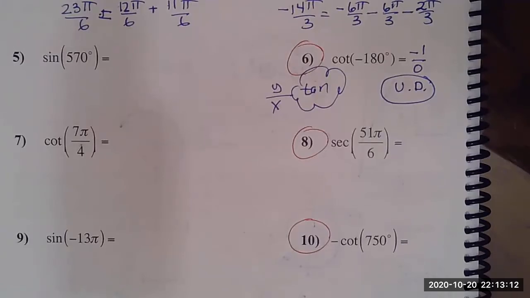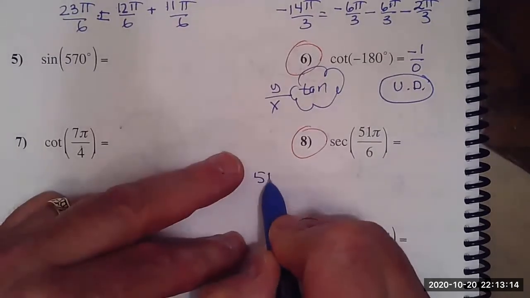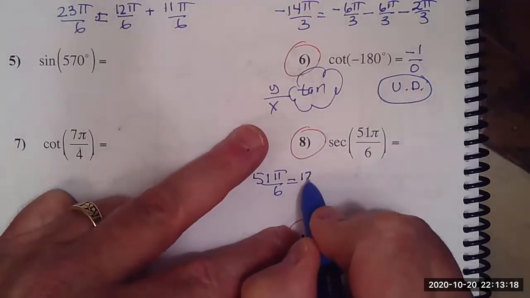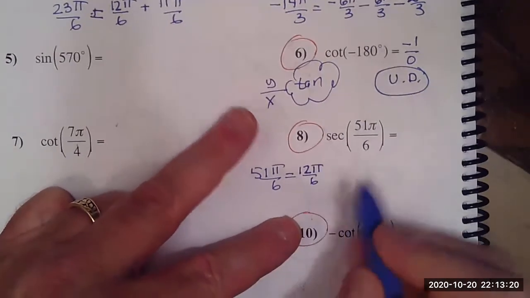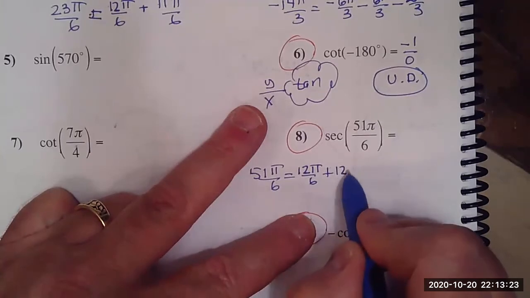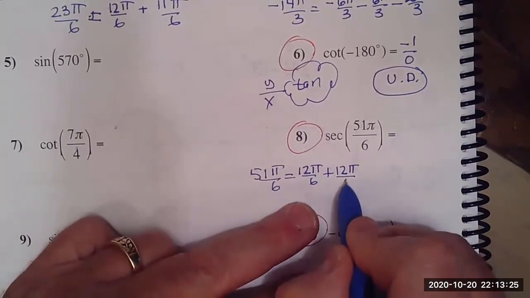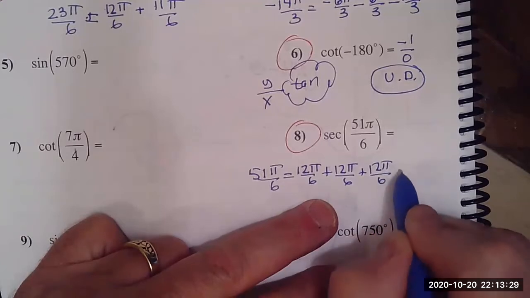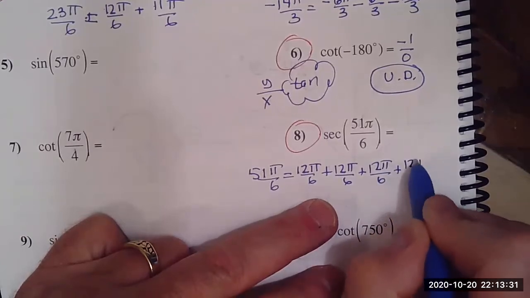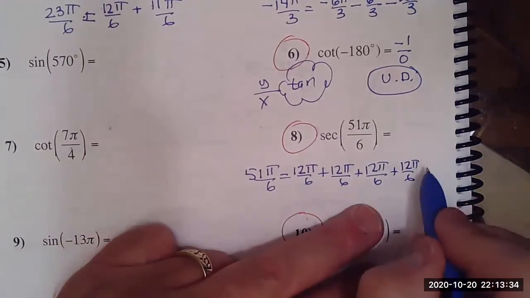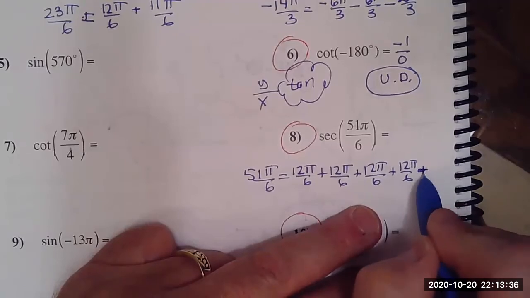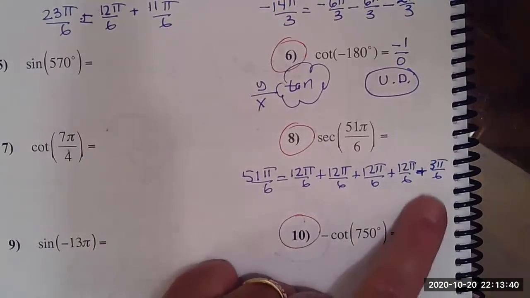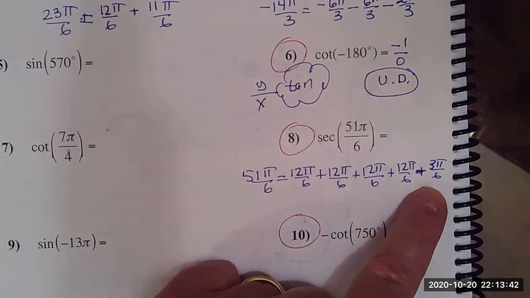Okay, 51 pi over 6. Boy, that's a lot. So I need 12 pi over 6 as a revolution. Seems like we did this one already before. Plus another 12 pi over 6, another 12 pi over 6. So that's 48 of them, plus 3 pi over 6. So that's 1/2 pi, or pi over 2.